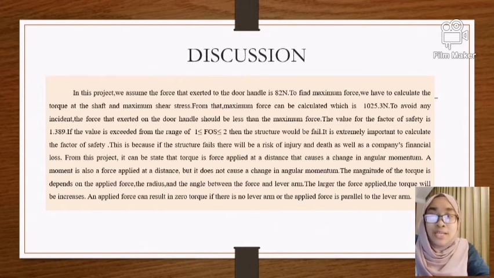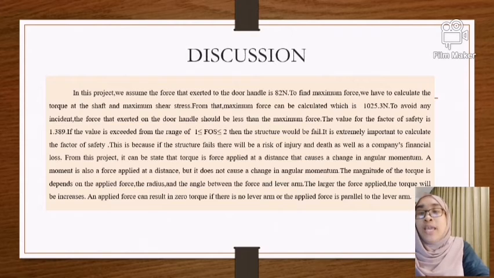If the value is less than 1 or more than 2, the structure would fail. It is extremely important to calculate the factor of safety before testing the structure. This is because if the structure fails, there will be a risk of injury and death to people, and also a risk of financial loss to the company. There is a possibility to have a big failure.